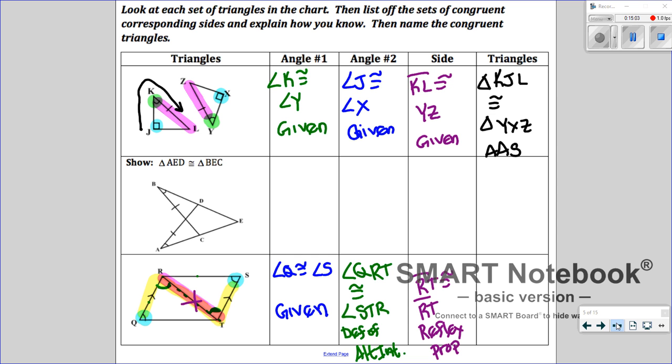Now I can prove that those two triangles are congruent. So triangle QRT is congruent to triangle STR. This is congruent to STR because of angle. You follow the path, angle, angle, side. So angle, angle, side.